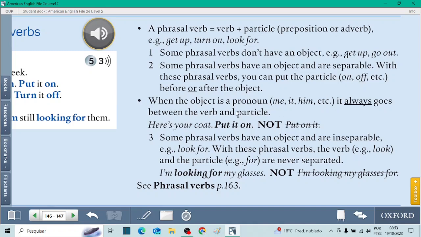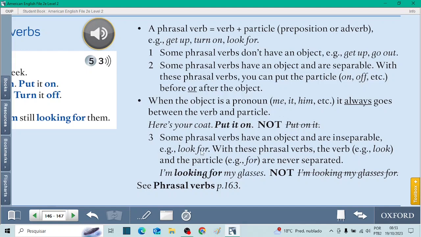Quando o objeto for um pronome, né? Ó, me, it, him, um pronome objeto no caso, né? Ele sempre vem entre o verbo e a partícula, ok? Como aqui, ó, put it on. É errado colocar o it após, tá?